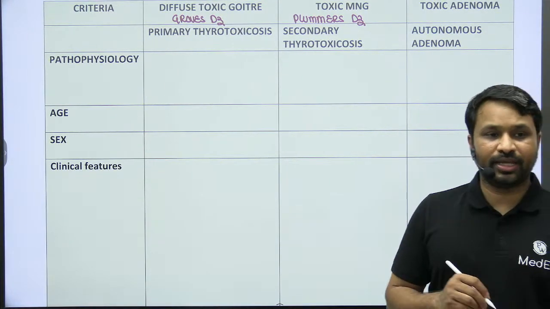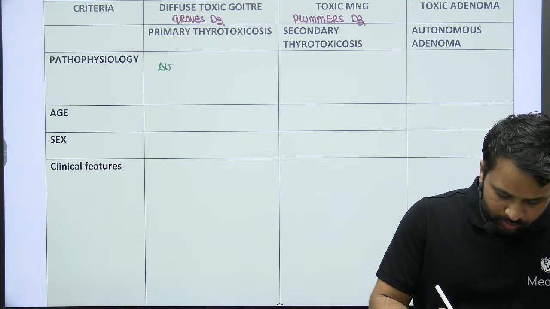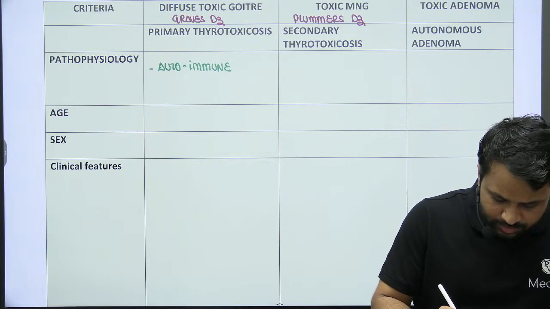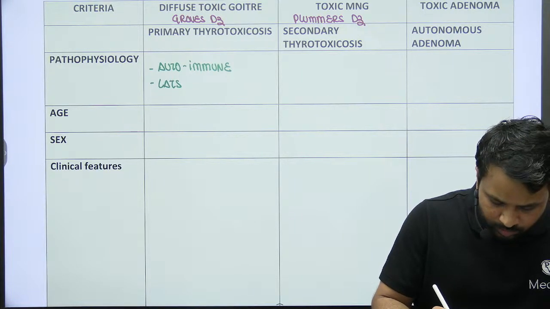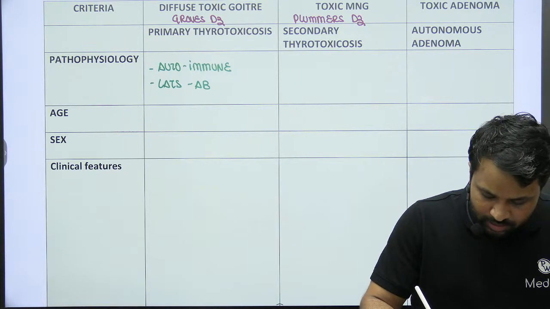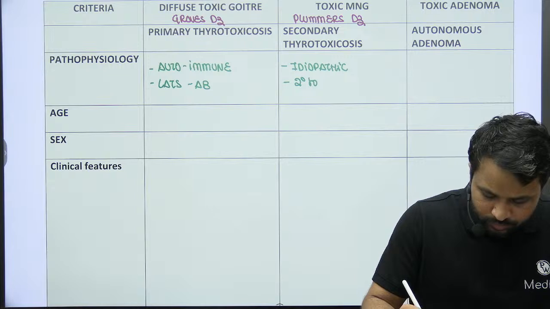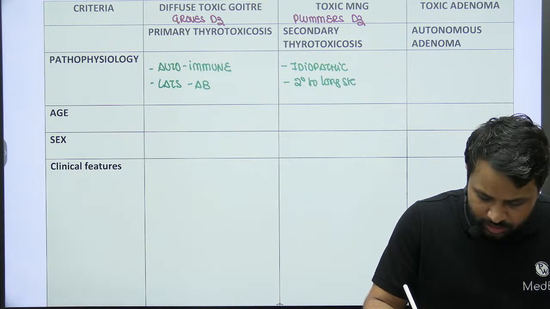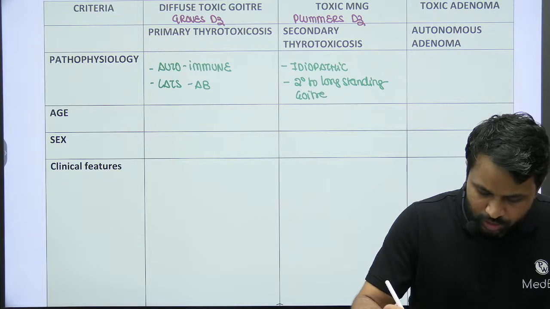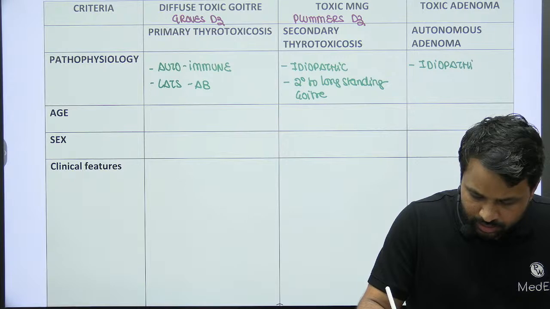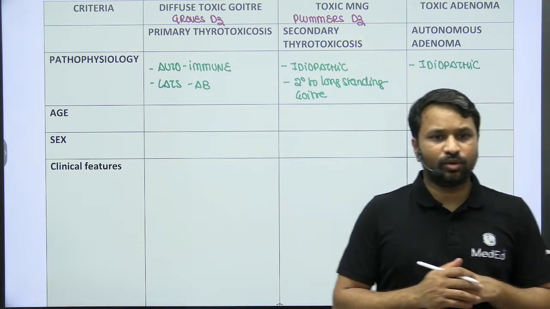When you talk about Graves' disease, it is autoimmune, and this is associated with LATS antibody. Toxic multinodular goiter is actually idiopathic, or it can also be secondary to a long-standing goiter. Autonomous adenoma is predominantly an idiopathic condition.